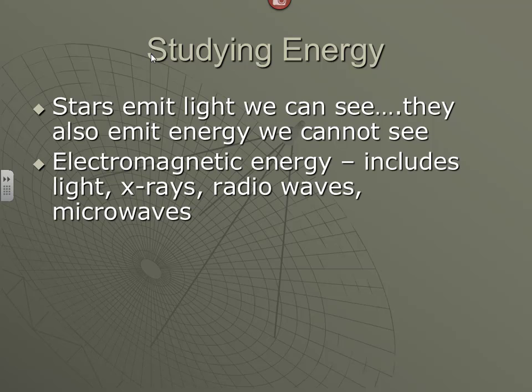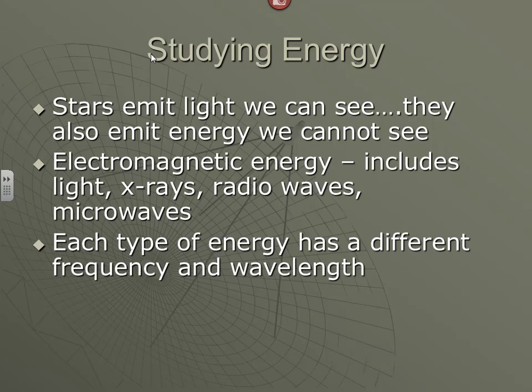Electromagnetic energy, which is the stuff that's produced by stars and different objects in space, includes lots of different kinds of energy. Light, X-rays, radio waves, microwaves, gamma rays, cosmic rays. Lots of different kinds of energy fall under this spectrum of electromagnetic energy. Each type of energy on this spectrum has a different frequency and a different wavelength.